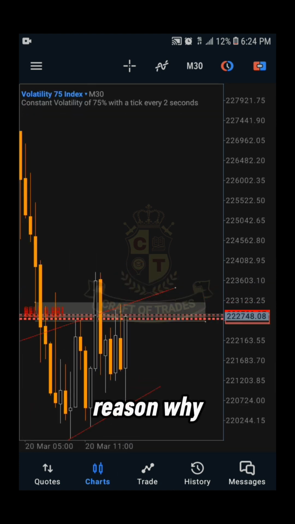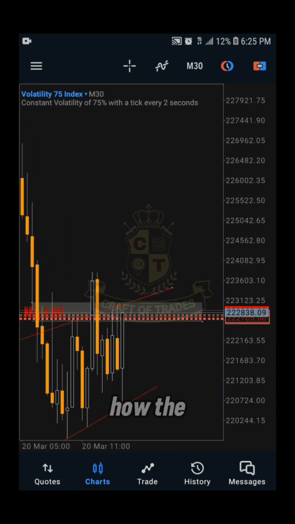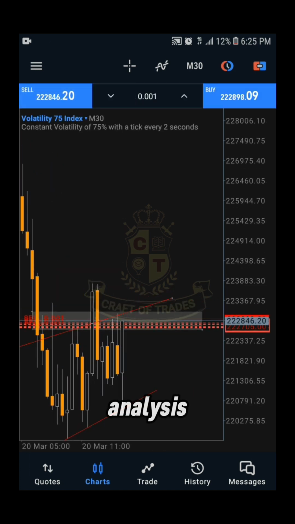Guys, the reason why I entered this trade is that the bullish flag always goes bearish. It always goes bearish. But for now, let's see how the market reacts to our analysis.